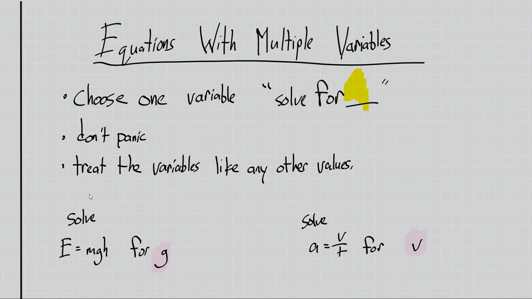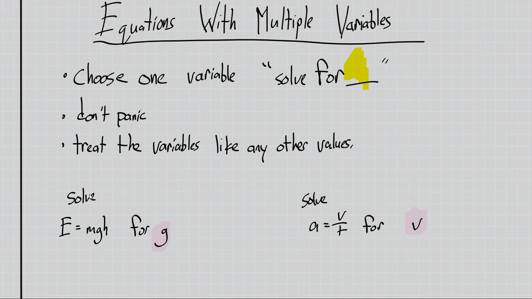But I am going to go through here equations with multiple variables, solving formulas when you don't know any of the numbers. It's the same, it's the same, it's the same. The only thing is you don't know what the numbers are yet, but all of the letters represent numbers. So they follow the same rules as numbers.